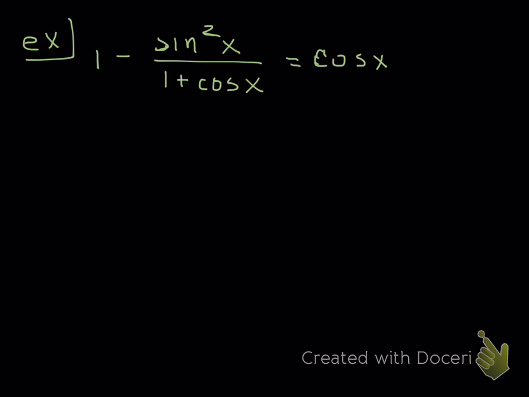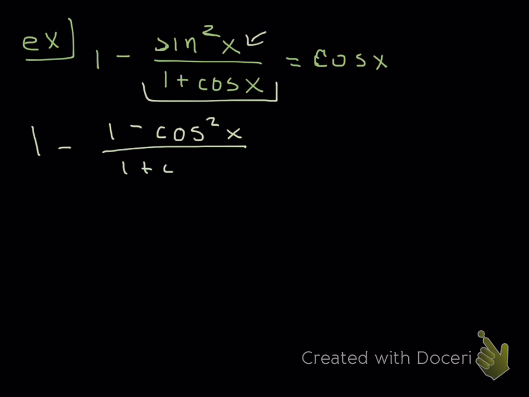So clearly working with the left-hand side, I want you to look specifically at this fraction right here, and I want you to think about Pythagorean identities and what we could possibly replace sine squared with. So I know sine squared is equal to 1 minus cosine squared. So I'm going to replace that with 1 minus cosine squared of x. And this is all over 1 plus cosine of x.